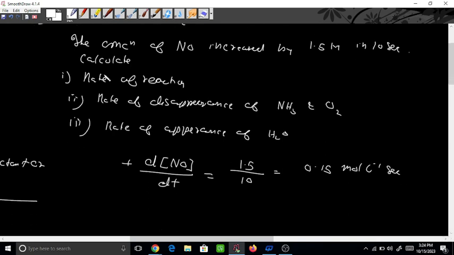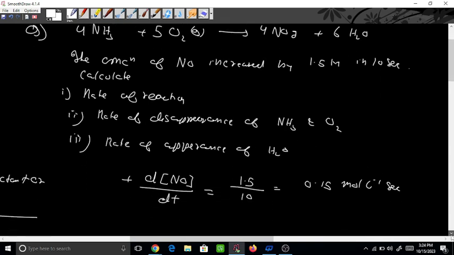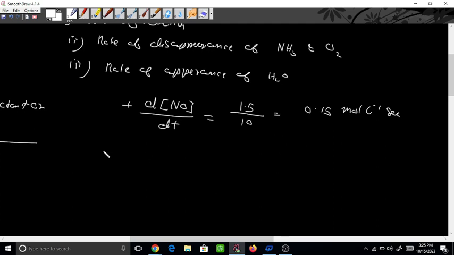But one more thing, suppose we have to calculate the rate of the reaction. So how will we get the rate of the reaction? Can you write the rate of the reaction in terms of NO? The coefficient is 4, so the rate of the reaction will be 1 by 4 into d of NO divided by dt. That will be 0.15 divided by 4. So this is your rate of the reaction.